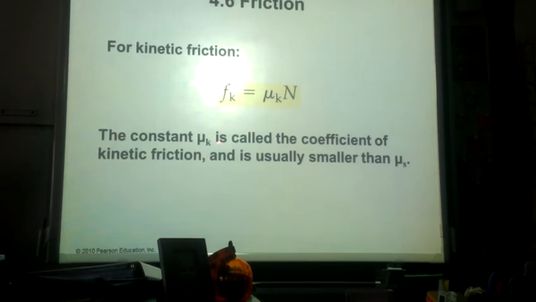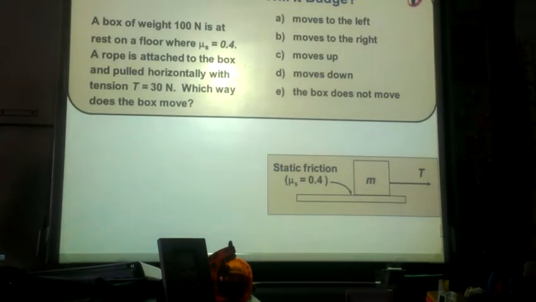Mu k, the coefficient of kinetic friction, is usually way smaller than the coefficient of static friction. And I want you to think why. If something's already moving, it's not going to take a lot of extra force for me to keep it moving. Versus if something is at rest and I want it to get moving, it's going to take a lot more force to overcome all of those local adhesions to get that object to go into motion.